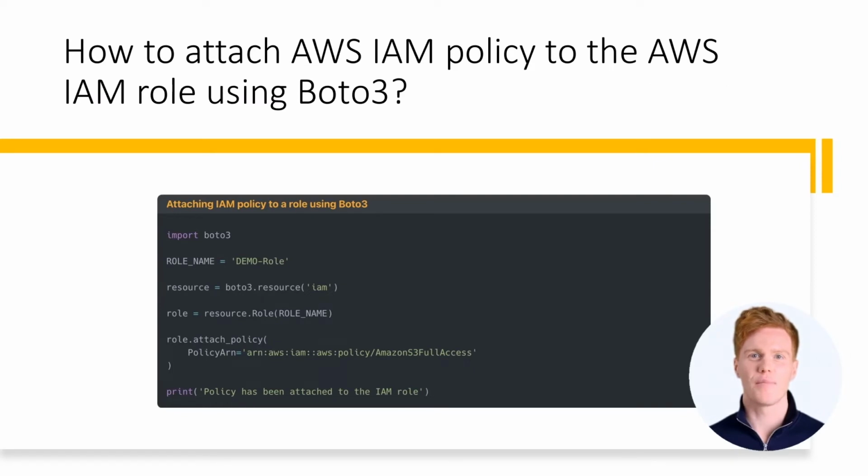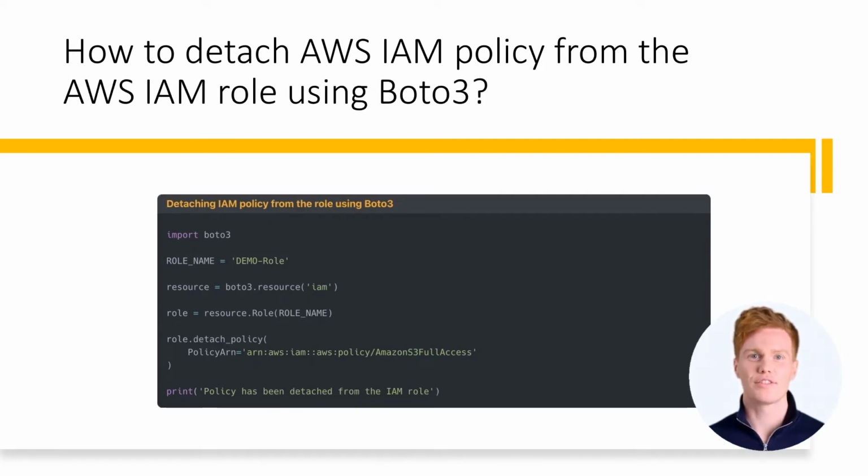To attach an IAM policy to a role, you need to use the attach policy method of the role class of the Boto3 IAM resource. To detach the IAM policy from the role, you need to use the detach policy method of the role class of the IAM resource. That's it about managing the policies. Let's move to managing of IAM roles.